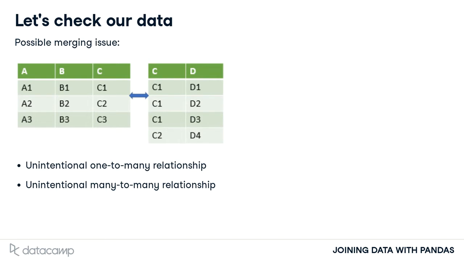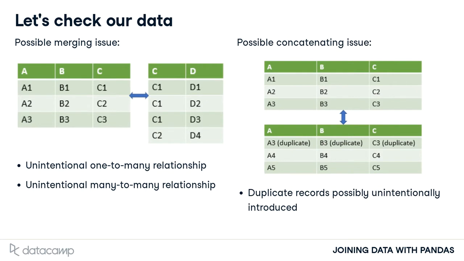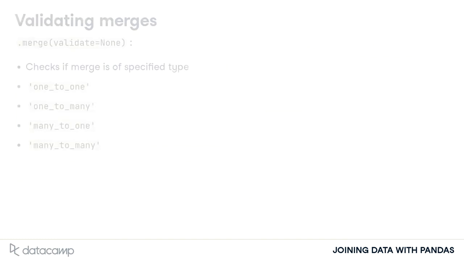However, one of the columns we are merging on may have a duplicated value, which will turn the relationship into a one-to-many. When concatenating tables vertically, we might unintentionally create duplicate records if a record exists in both tables. The validate and verify integrity arguments of the merge and concat methods respectively will allow us to verify the data.